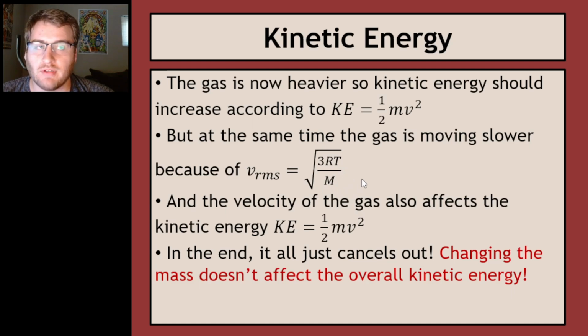So how it works out is if I double the mass of something, the velocity will decrease by a factor of the square root of 2. And then in the next step, I'm going to square the square root of 2, so it's just going to be 2. And how it ends up is all just sort of canceling out. The velocity of the gas goes down, the mass goes up, it all cancels out. Changing the mass of something doesn't affect its kinetic energy. We could do a proof of that using some numbers in class, but basically changing the mass doesn't do anything for the energy.